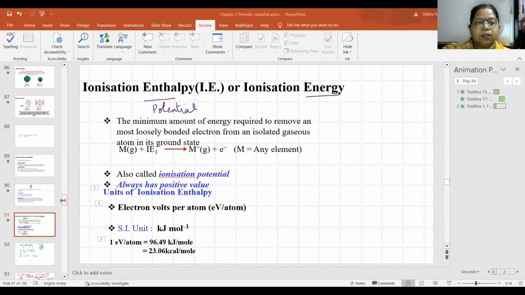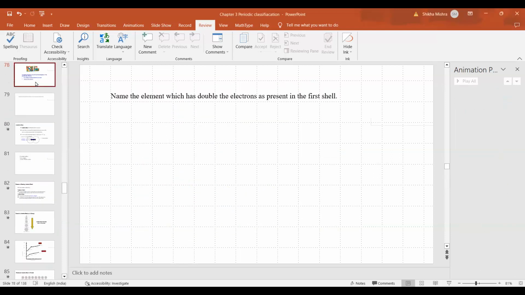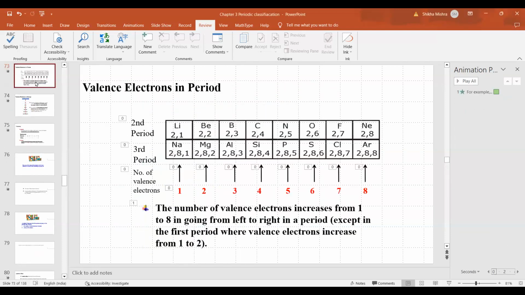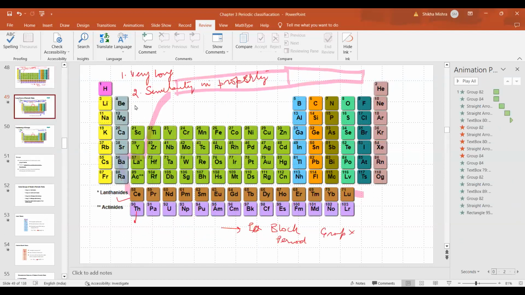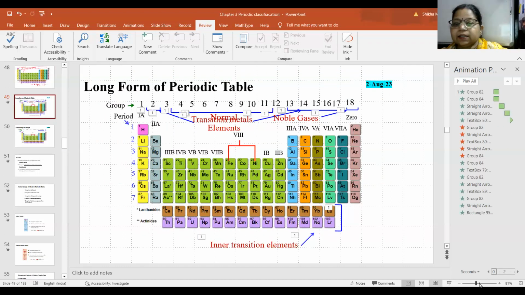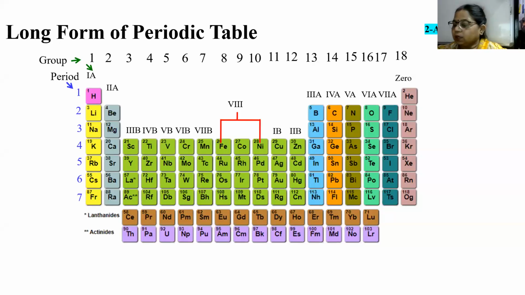So is my screen visible to all of you now? Yes, ma'am. Okay. So in the last class, as I told you in the beginning, we understood how to number the groups of 1 to 18, right? Now here is another way of numbering the groups.